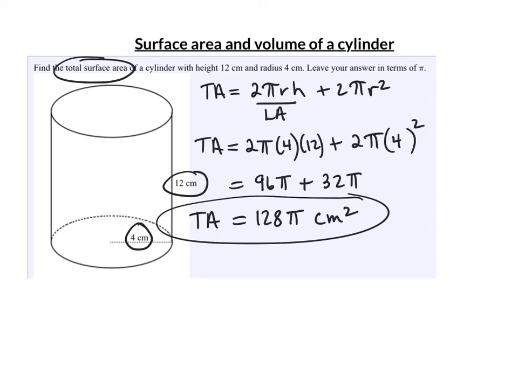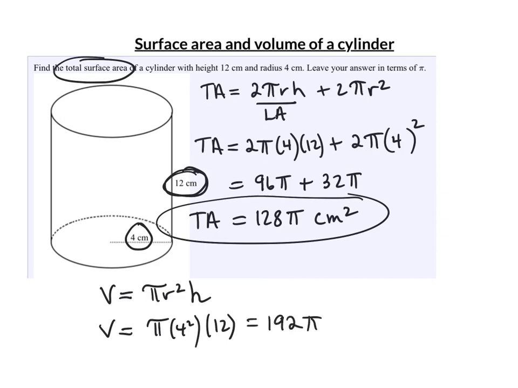Now, let's find the volume, which is probably the easier of the two. But both of these are not too bad. The volume is the area of the base, pi r squared, times the height. So the volume is pi times 4 squared times the height of the prism. That's the distance between the circles. It's 12. 4 squared is 16. 16 times 12 is 192. So it's 192 pi. This is volume, so it'd be centimeters cubed.